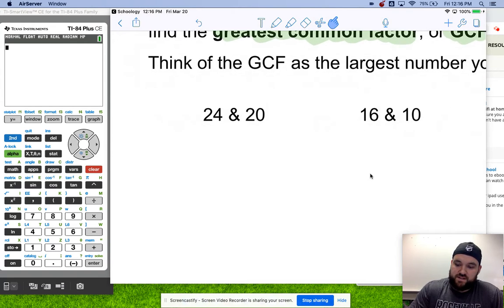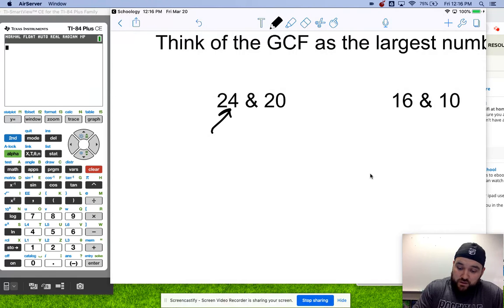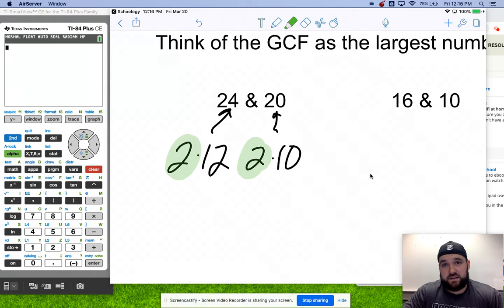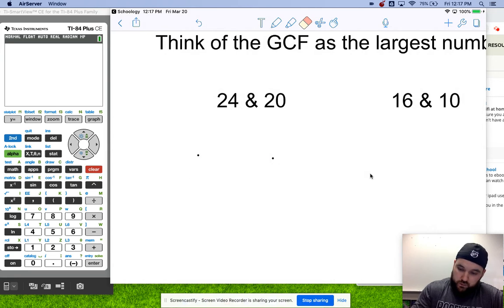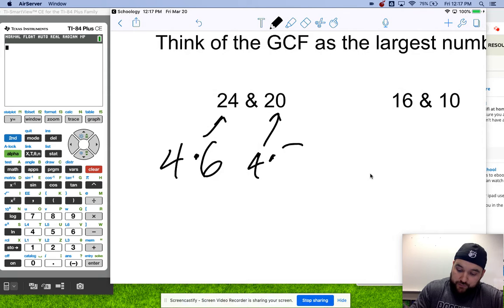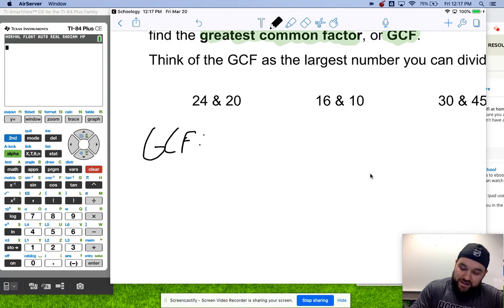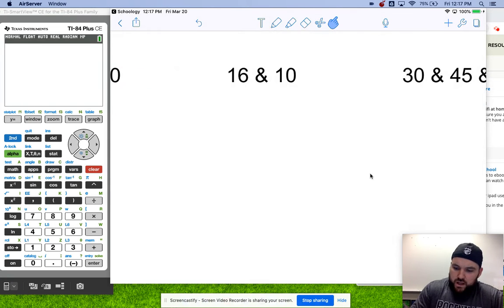Okay. So, for instance, a common factor of both 24 and 20 is 2, because I can do 2 times 12 and I can do 2 times 10 to get those numbers individually. So 2 is a common factor, but it is not the greatest common factor. There is a number that's larger than 2 that multiplies into both 20 and 24, and that's the number 4. Because I can write 24 as 4 times 6, and I can write 20 as 4 times 5. Okay, so when it comes to what is the GCF of those two numbers, the GCF, or the greatest common factor, is 4.